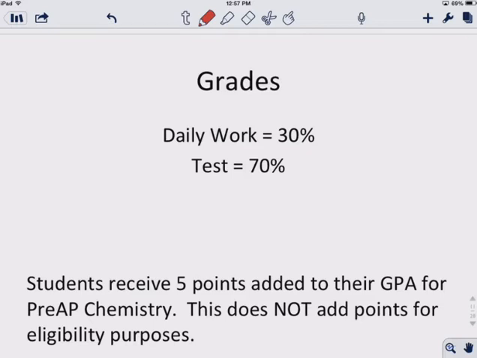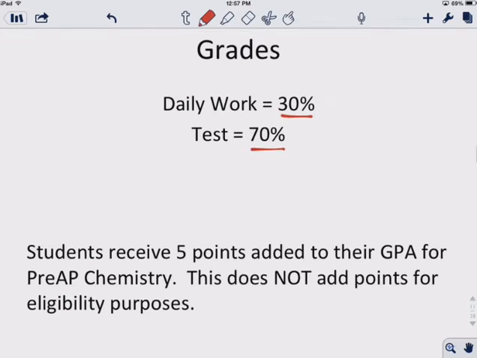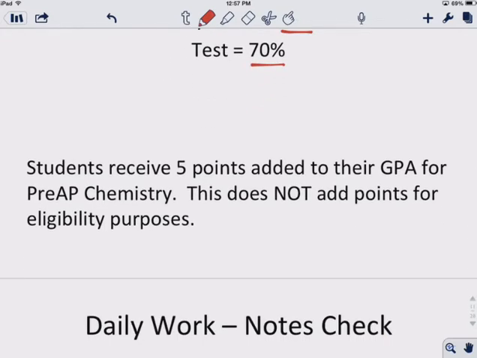Per district grading policy, daily work in this course will be 30%. Test grades will be 70%. Students do get some additional points on their GPA for taking pre-AP courses, including chemistry. However, this does not add points for eligibility purposes. So in order to be eligible for any extracurricular activities, the expectation is that you still maintain a 70+ average.